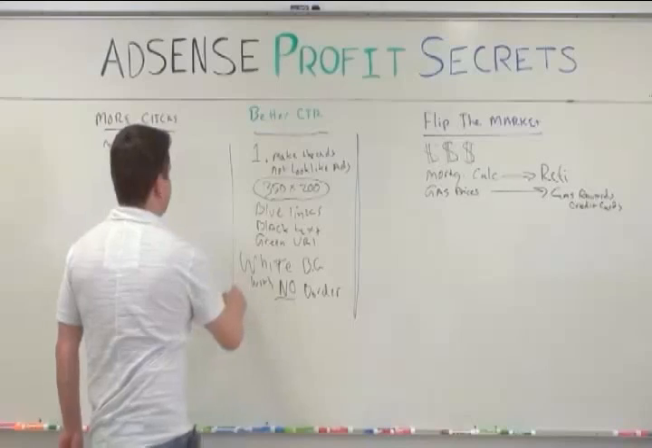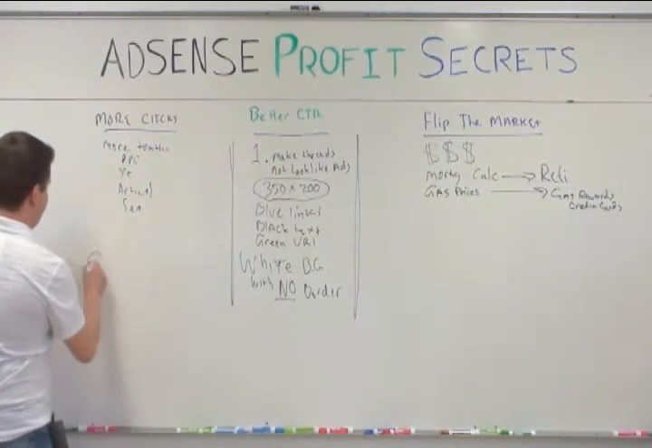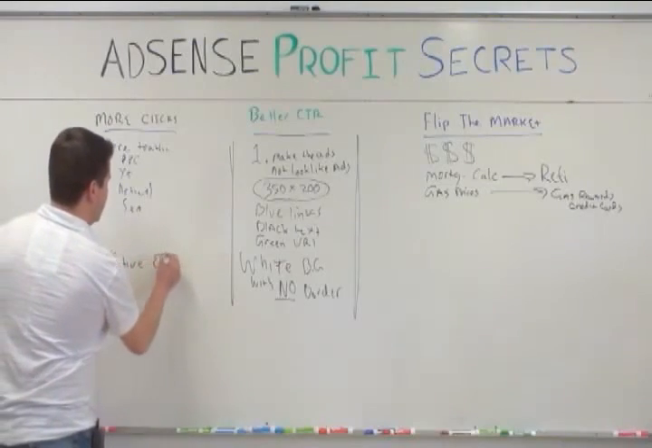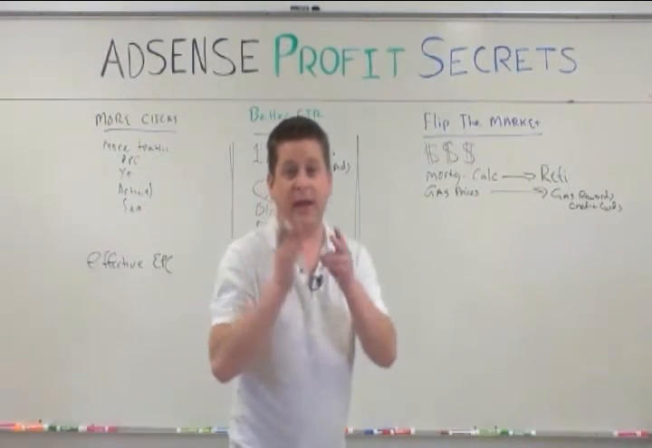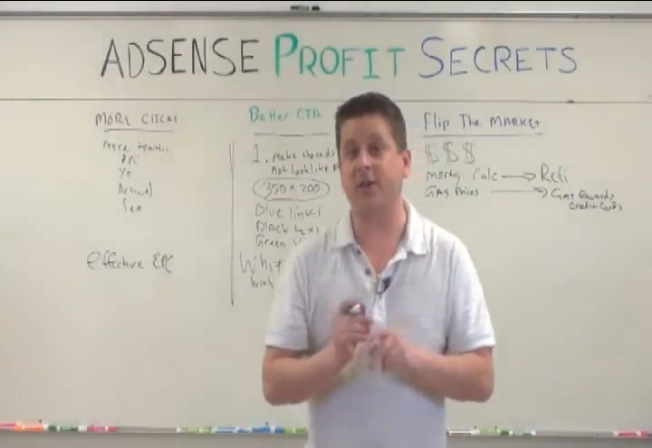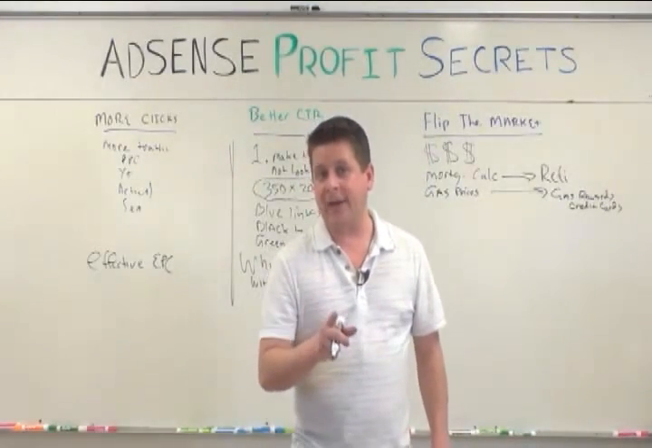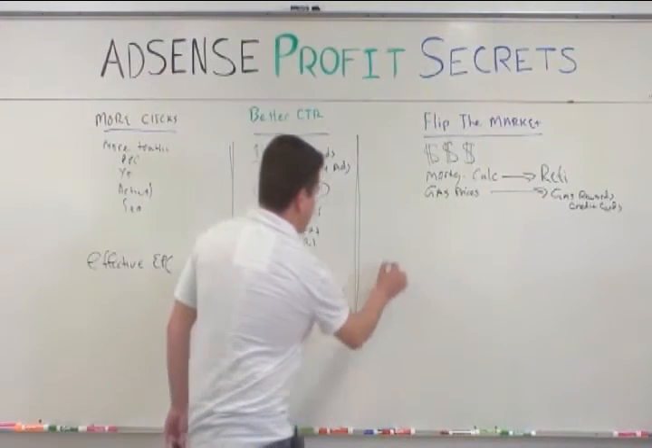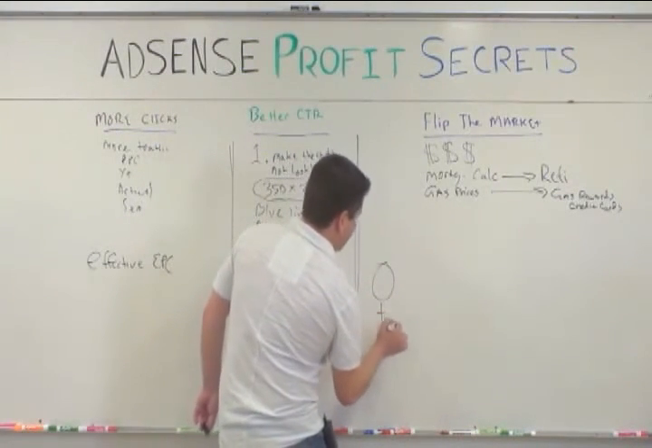Now, another tip that I want you to look at when getting a better click-through rate. Remember I told you about the effective EPC. That means how much you're making for every person on your site. So here's what you want to do. You want to make everyone that visits your site look at lots of pages, right? So here's this guy. He comes to your site.